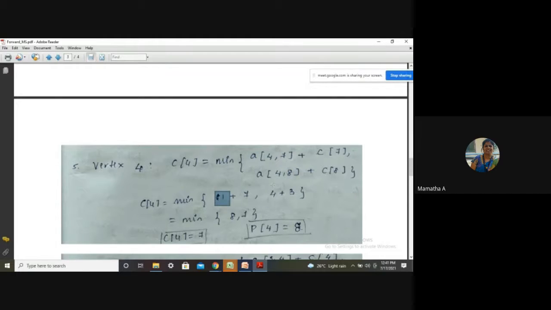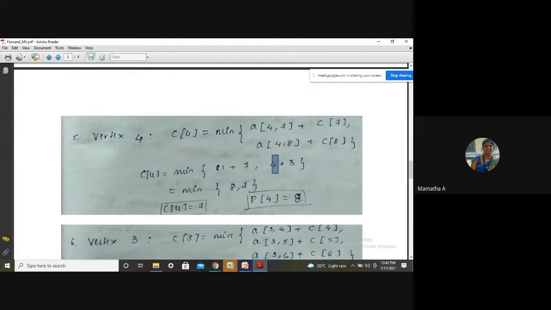So C of 4 is equal to minimum of A of 4 comma 7, 4 comma 8 plus C of 7 plus C of 8. So you have to put a comma here. Out of these two, you will have to find which is the minimum. So 8 comma 7 you get, and out of these two the minimum is 7. That is C of 4 equals 7, through which vertex P of 4 equals 8. 8 gave you the minimum one.